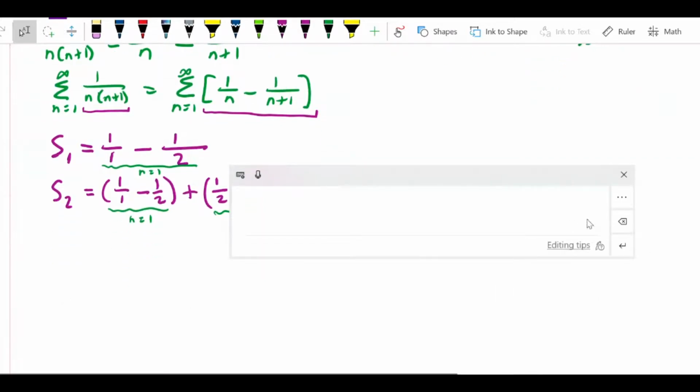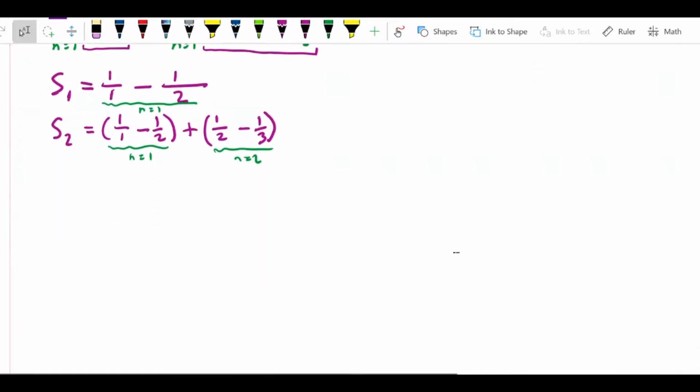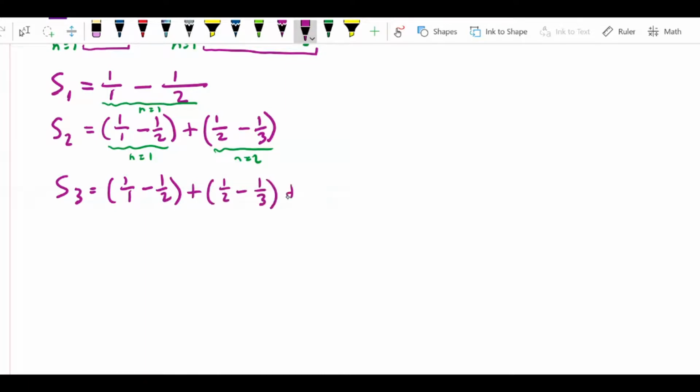Let's write it out for the third term. The third partial sum is going to be 1 over 1 minus 1 over 2 plus 1 over 2 minus 1 over 3 plus 1 over 3 minus 1 over 4. And again, just to be clear, what I've written here is n equals 1, n equals 2, and n equals 3, and I'm just adding those up.